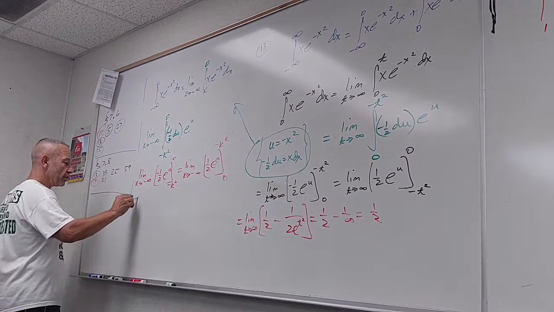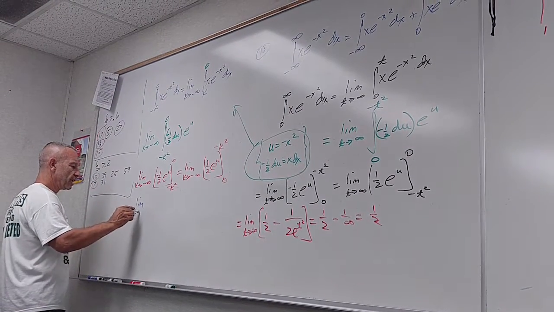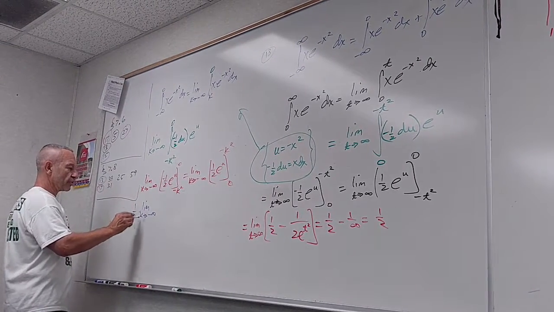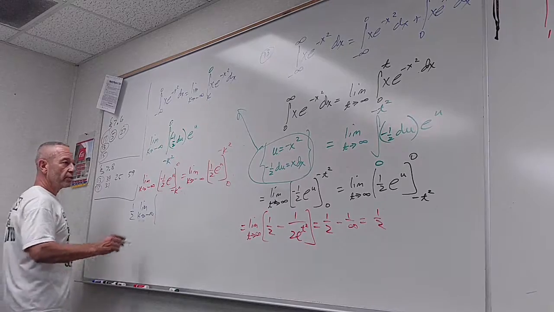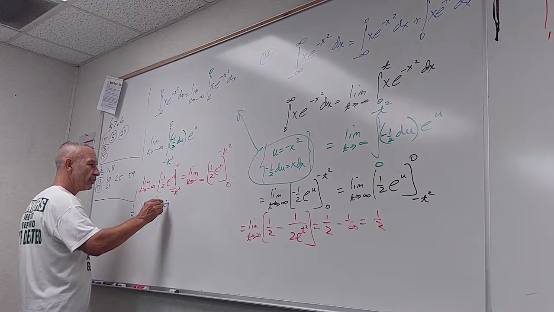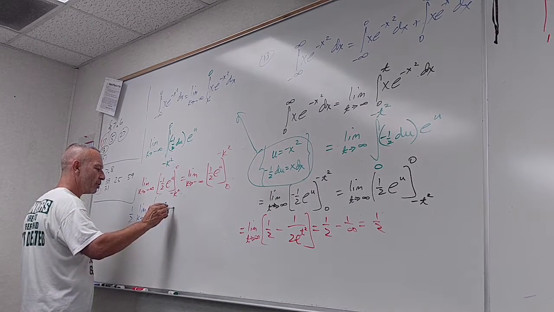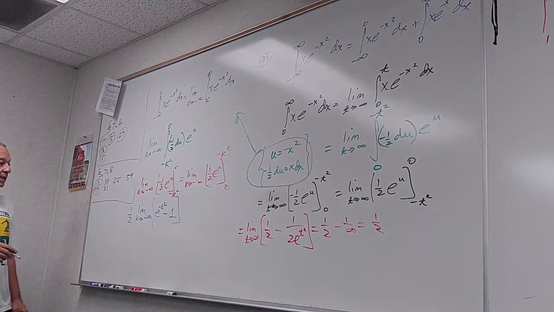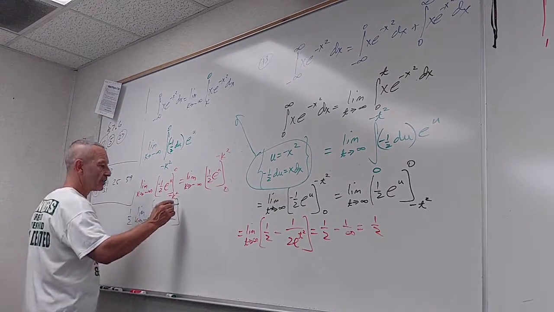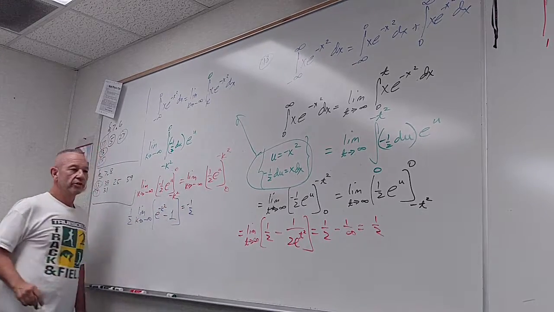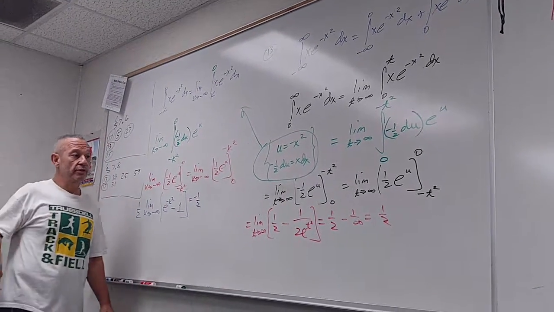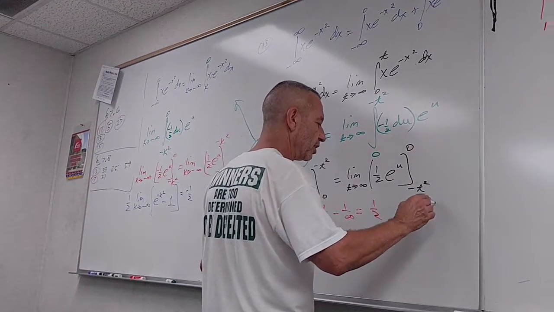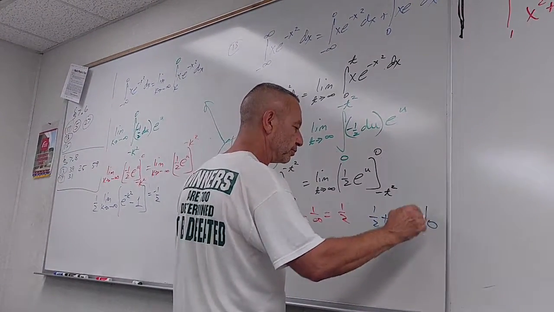So limit as k goes to negative infinity, and I might as well just factor the 1/2 out here. That's going to be e to the minus k squared minus e to the 0, which is 1. And yeah, that's going to turn into a minus 1/2, isn't it? So the final answer is 0. So I'm going to take 1/2 plus a minus 1/2, and we get 0.